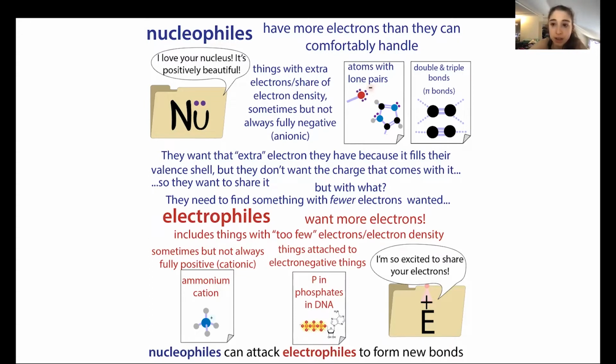Remember we talked about oxygen as being very electronegative. So it likes having electrons, but it doesn't like having that charge. Molecules don't really like having a charge, especially a very concentrated charge.